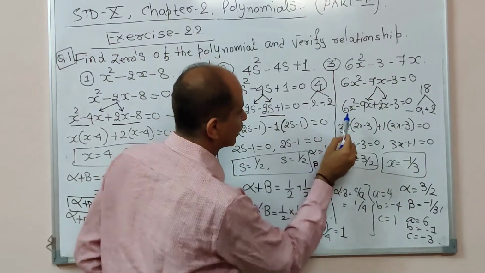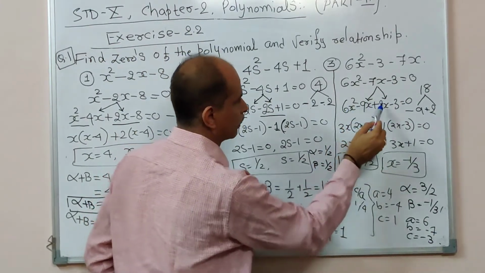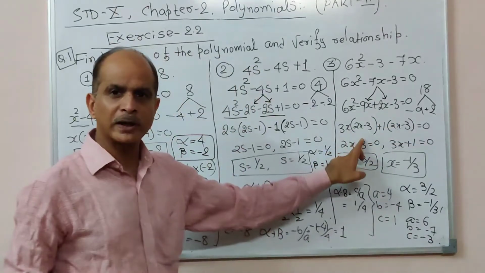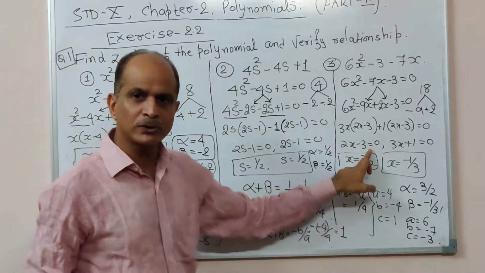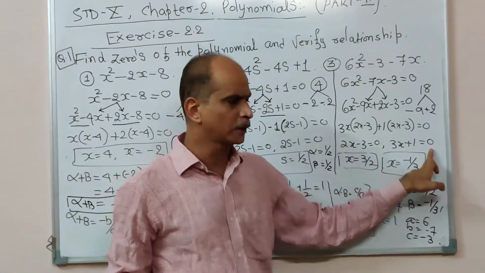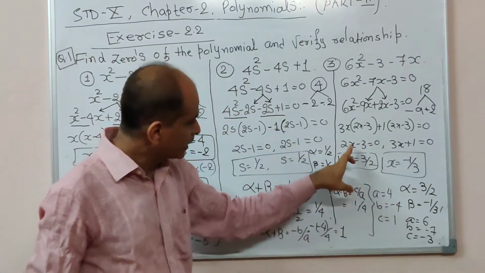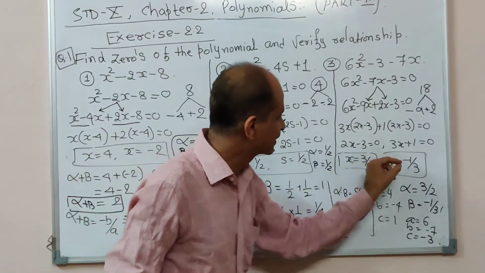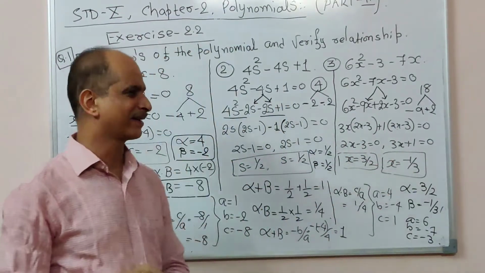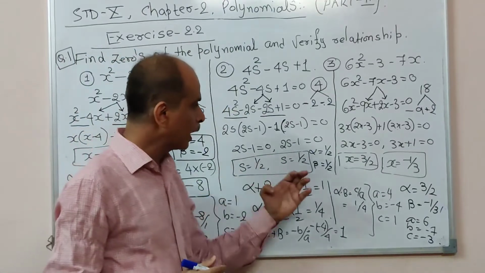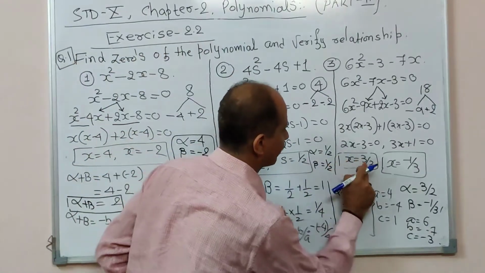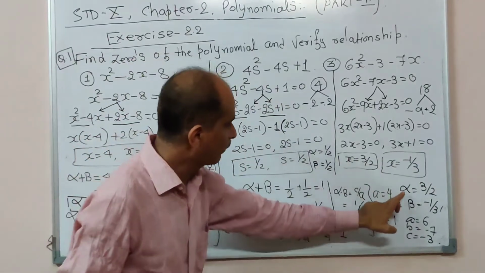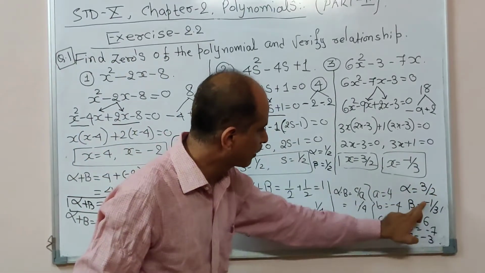Take 3x common, you get 2x minus 3, plus 1 common, 2x minus 3 is equal to 0. So you get 2x minus 3 is equal to 0 and 3x plus 1 is equal to 0. So here you can easily find out the value of x. So x is equal to 3 by 2 and here x is equal to minus 1 by 3. Now you know alpha is equal to 3 by 2 and beta is equal to minus 1 by 3.